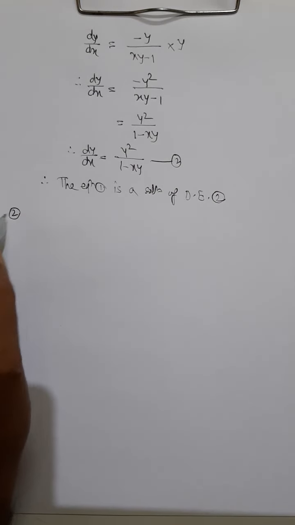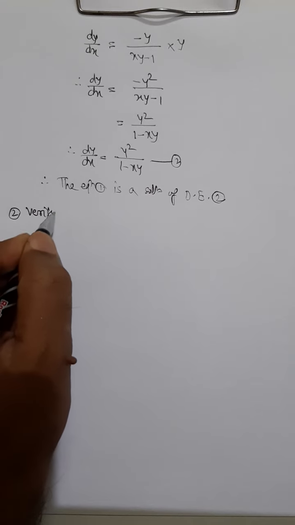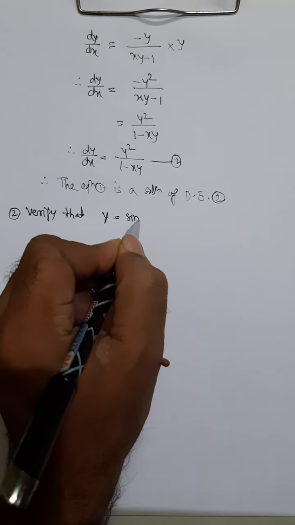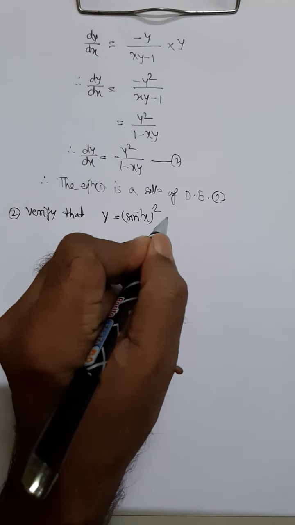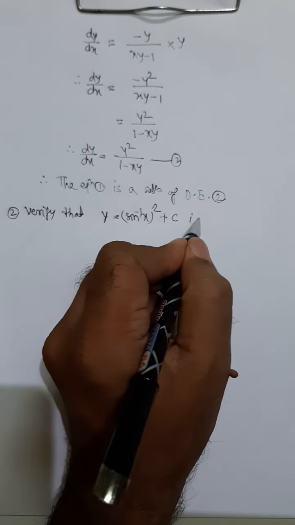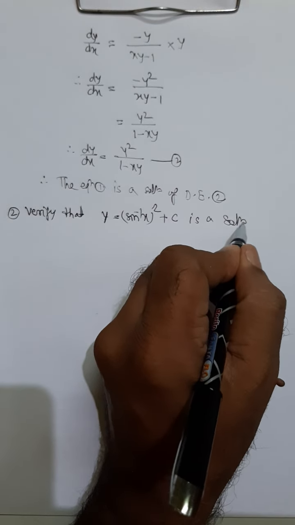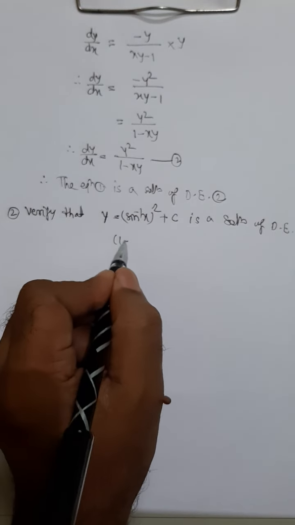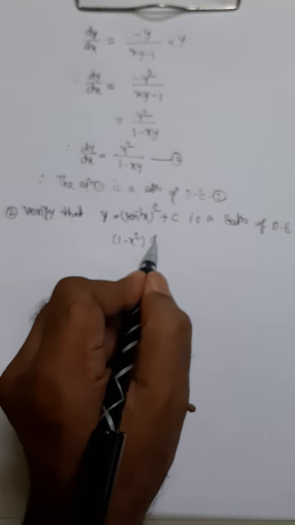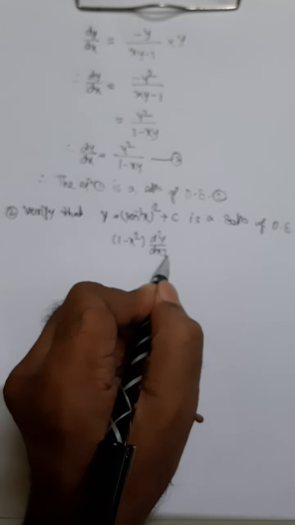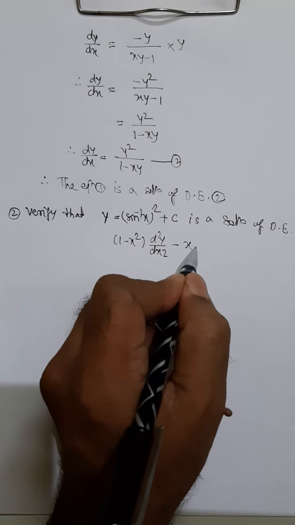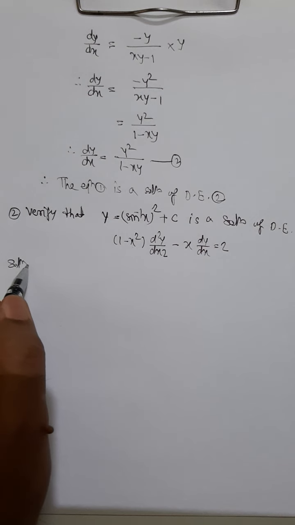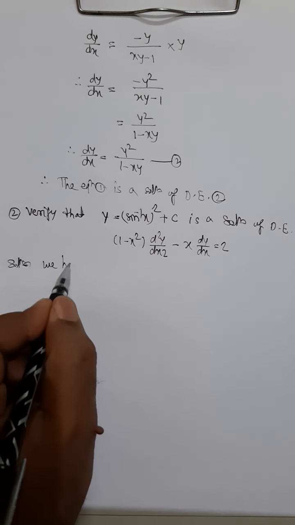Continue second example. Verify that y is equal to (sin inverse x) whole square plus c is a solution of the differential equation (1 minus x square) d2y by dx2 minus x dy by dx is equal to 2. See your solution. First write the given equation.